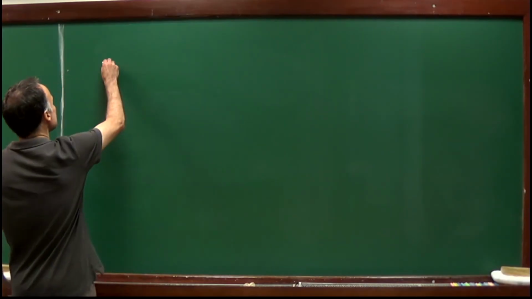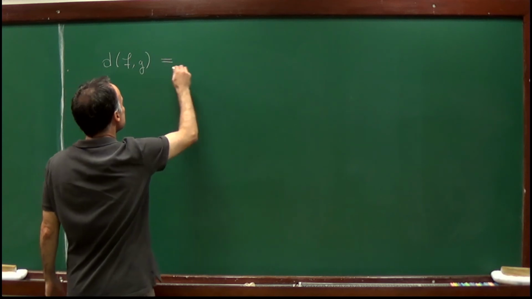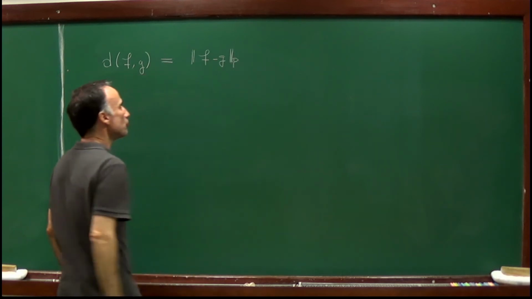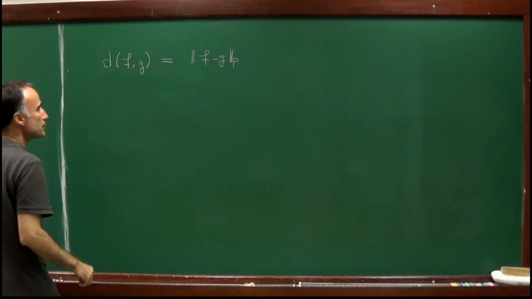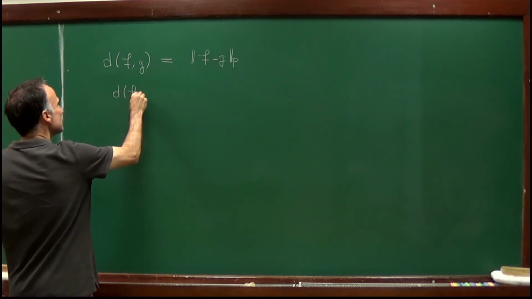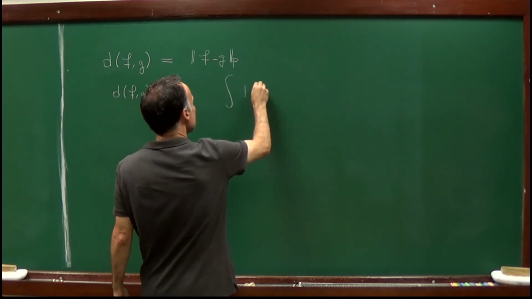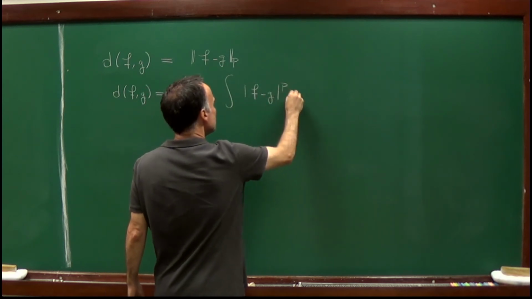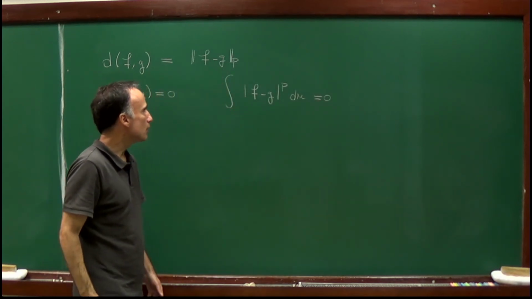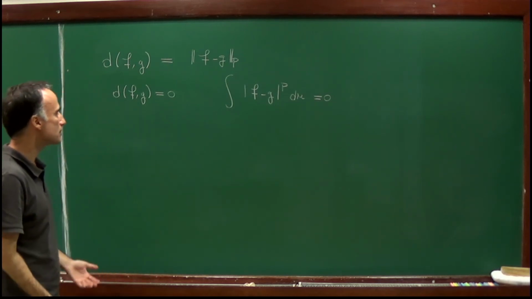So let's define a distance in L^p. The distance between f and g will be given by the norm p of f minus g. What I claim is that this defines a distance, and this is clear because if d(f,g) is equal to 0, this means that the integral of |f minus g|^p d mu is equal to 0, which means that f is equal to g almost surely, which means that f and g belong to the same equivalence class so that they are equal.